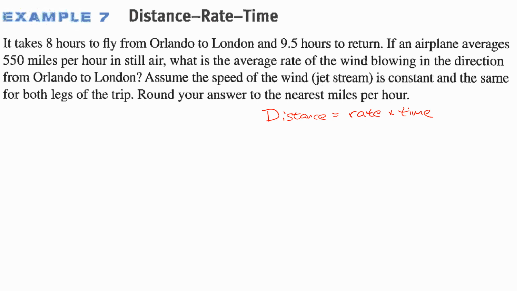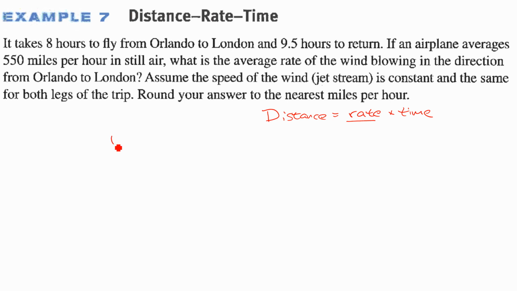So it takes 8 hours to fly from Orlando to London and 9.5 hours to return. The thing to remember here is that the distance is the same both ways. If the airplane averages 550 miles per hour in still air, what's the average rate? So we've got to find the rate of wind blowing in the direction from Orlando to London.